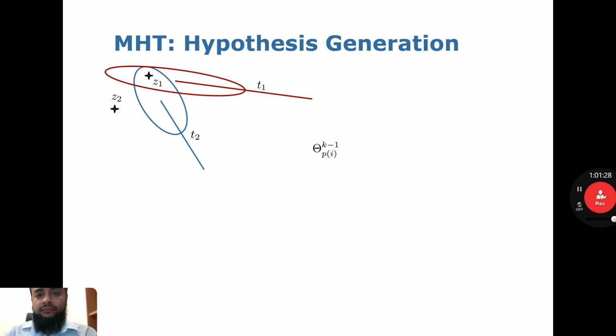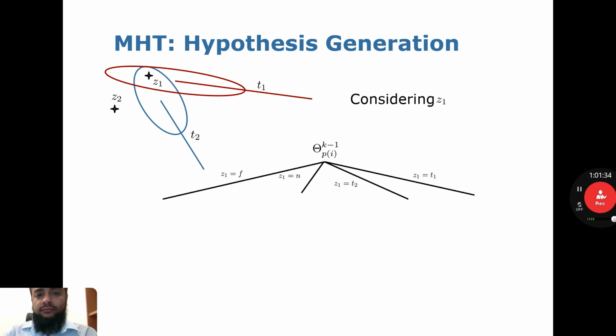So for example, the theta predicted state has four possibilities, four hypotheses: one, two, three, four. So considering Z1, Z1 could be assigned to track 1, Z1 could be assigned to track 2. Still the algorithm is confused because both track 1 and track 2 have the same measurement Z1. And in another hypothesis, Z1 is a newly initialized track, and in another hypothesis, Z1 could be a false measurement.